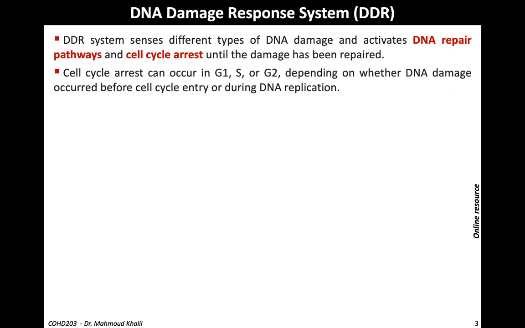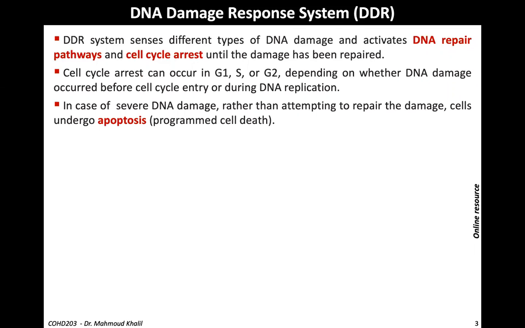The cell cycle arrest can occur in either G1, S, or G2 phases, which depends on whether the DNA damage occurred before the cell cycle entry or during DNA replication. In case of severe DNA damage, rather than attempting to repair the damage, cells undergo apoptosis, which is programmed cell death.